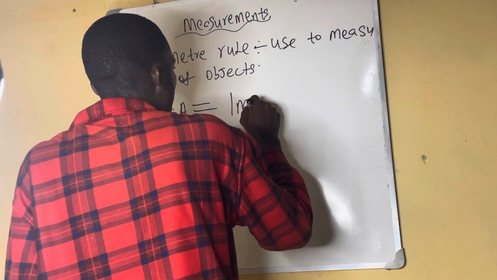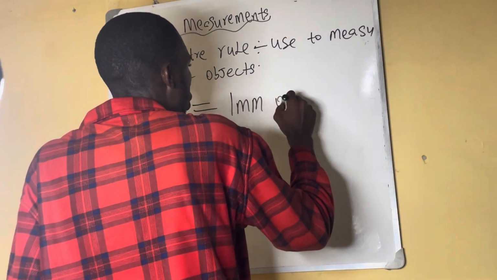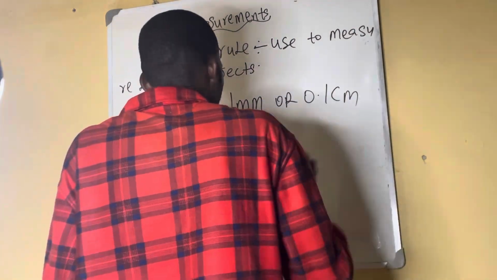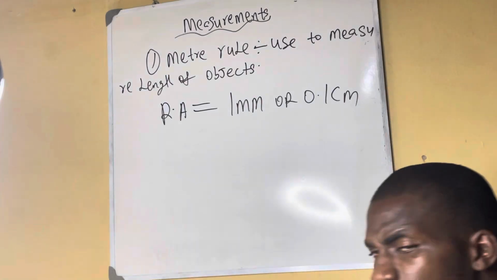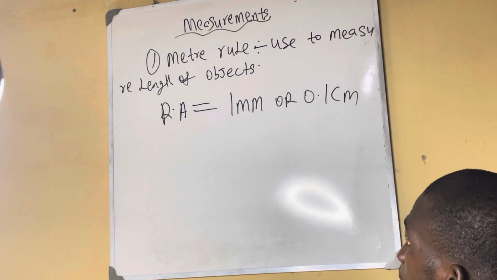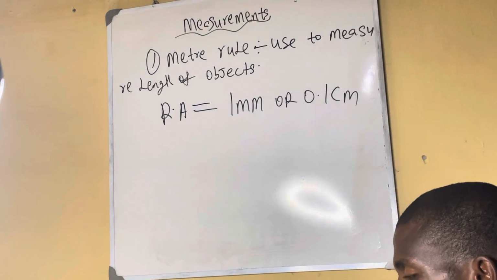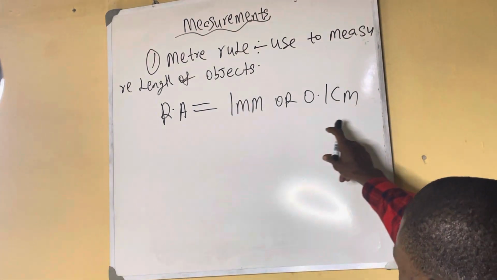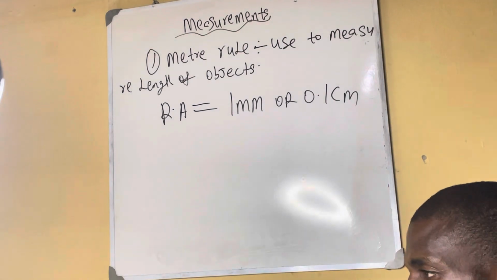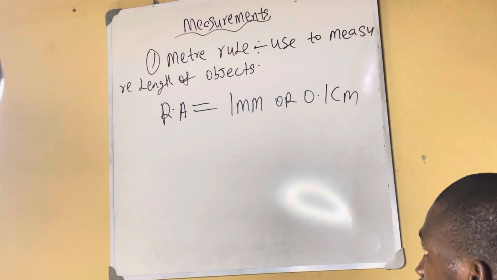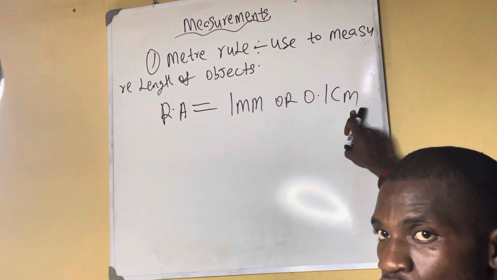So your answer should be 1 millimeter or 0.1 centimeter. Okay, see how Jamb will ask you this question. This is the reading accuracy of a meter rule. Jamb can ask you, the estimated error of a meter rule is dash. So this is the error. They can use another method to ask you the question. So this is the answer for meter rule.